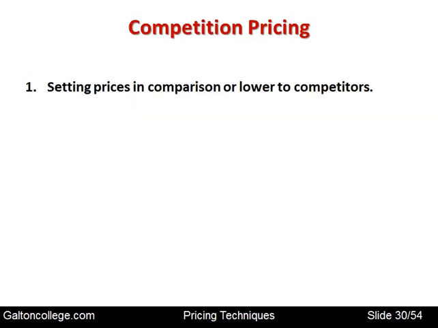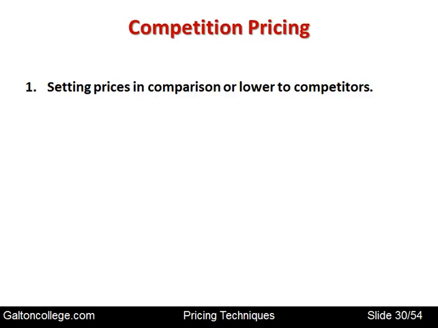Competition pricing. Well, setting prices in comparison to competitors, or lower. It's trying to work out what the competitors charge for this product, and then at least matching it. If the competitors are charging £5 for the product, then charge £5, or even £4.99 using psychological pricing, or £4 if possible. Undercut the competitors.